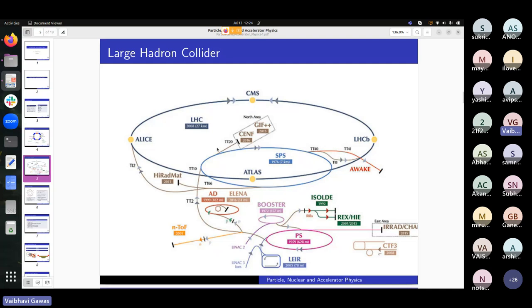Now, the Large Hadron Collider has four main experiments. One is the CMS, Compact Muon Solenoid. There is ALICE, ATLAS, and LHCb. Detectors are set up and collision points are located at each of these experiments, and at each of the collision points you collect the data from the detector for further physics analysis. Now there are other facilities, which is the Antiproton Decelerator along with ELENA, these two decelerators which trap your antimatter for further studies. There is the ISOLDE facility, which is a nuclear physics facility. We'll discuss more about it again.